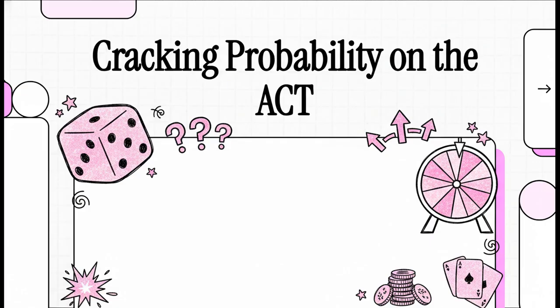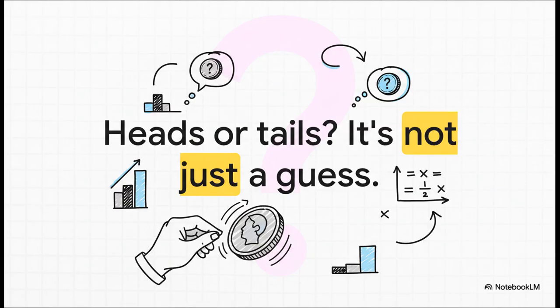Let's jump right in. You know the classic coin flip, right? Heads or tails? It feels like a simple guess, but it's actually the perfect starting point, because probability is the math that explains why it's a 50-50 shot. It's all about understanding the odds, not just guessing.